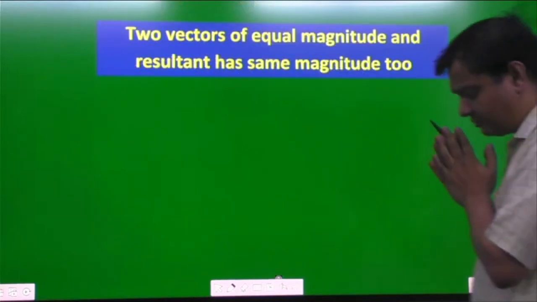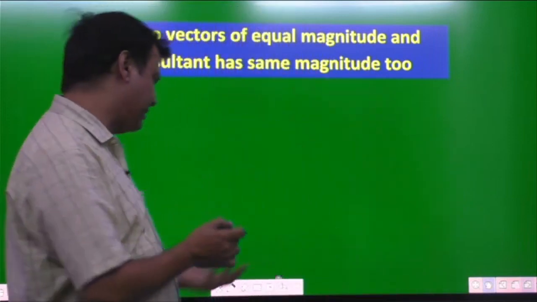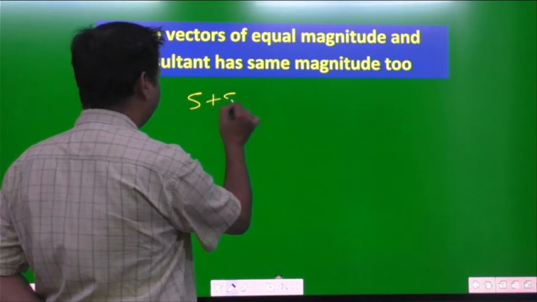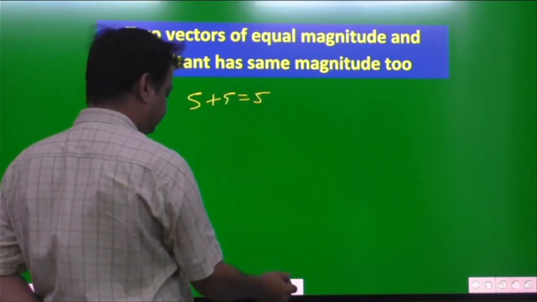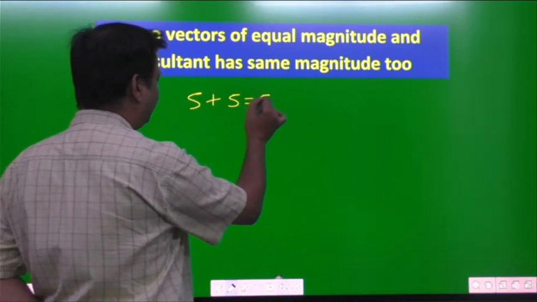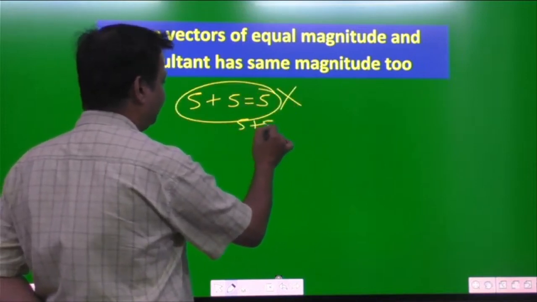Now see one special case. We know in mathematics, in arithmetic, if I say, is it possible that 5 plus 5 is equal to 5? You will say no, never. In fact, we know 5 plus 5 is 10.